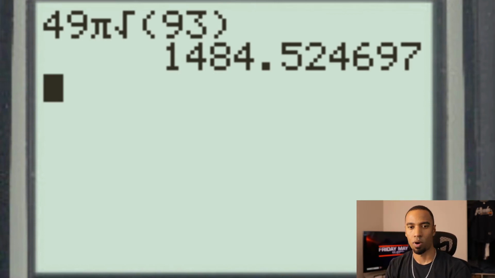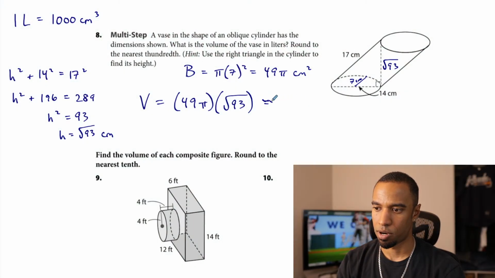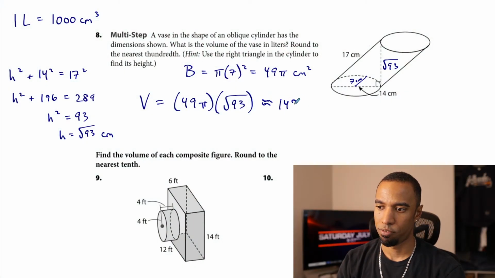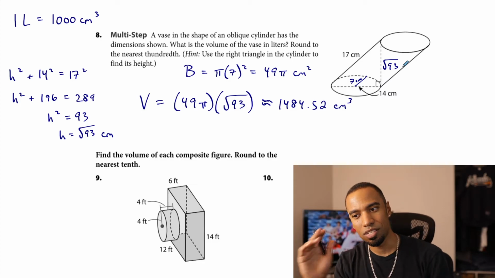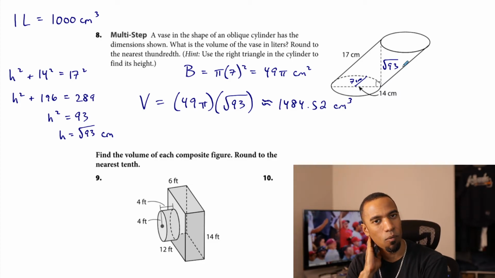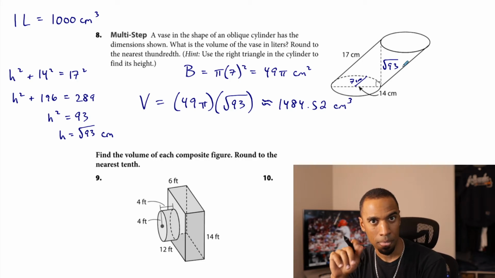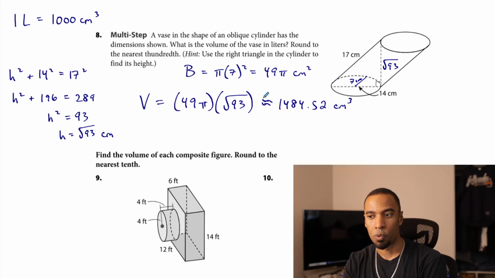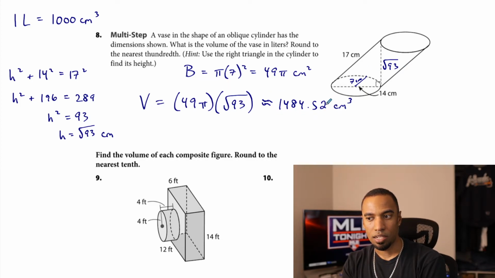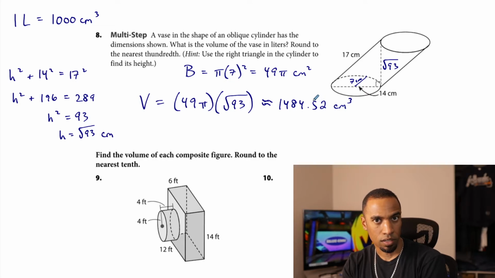Now this is approximately 1484.52 cubic centimeters. And by the way, this actually isn't the final answer because they wanted this in liters, and if I Googled it correctly, 1 liter is 1,000 cubic centimeters. So I need to divide this by 1,000 to get liters out of that.